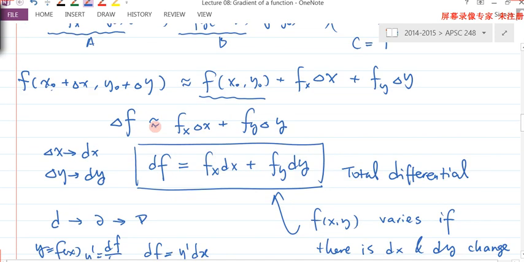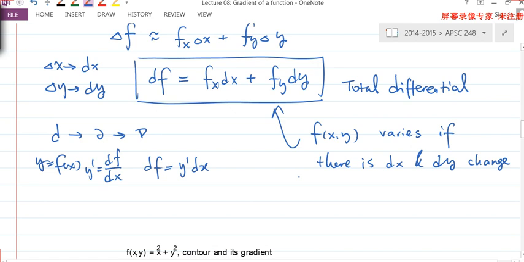What did I use here? It's an approximation sign. It's an approximation sign when you have this triangle here. Basically it means this delta x is a bigger quantity than the dx, right? That makes sense?